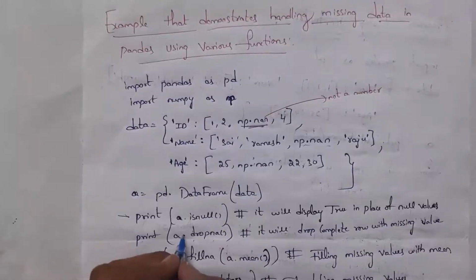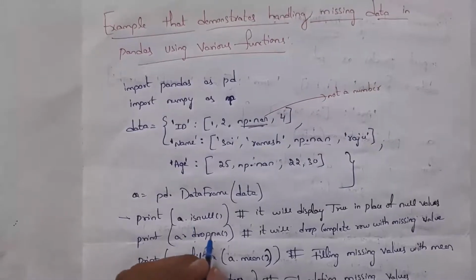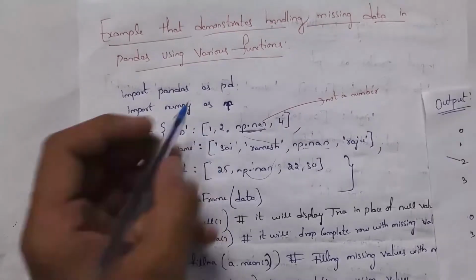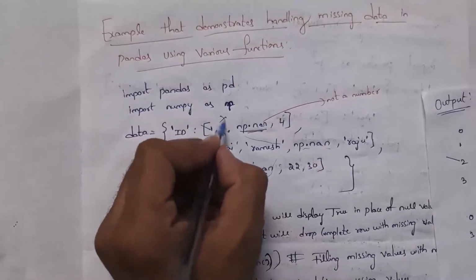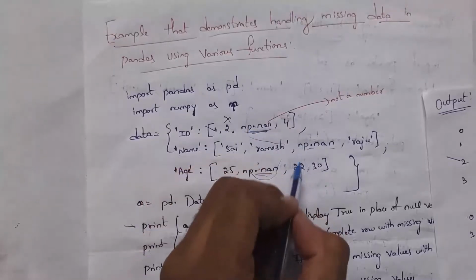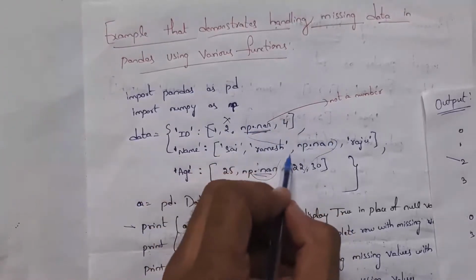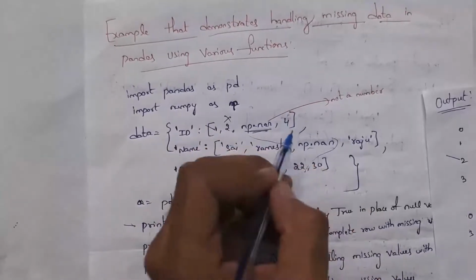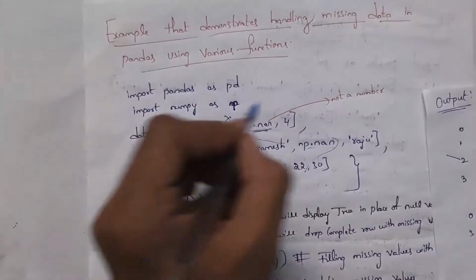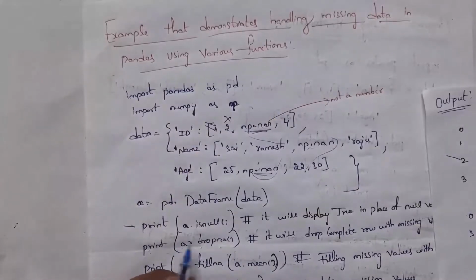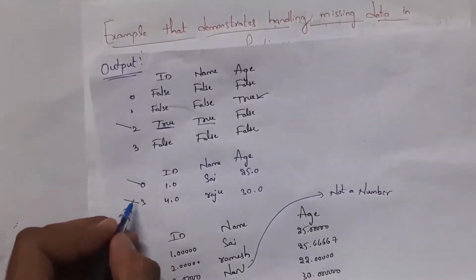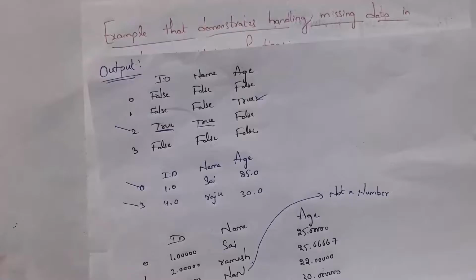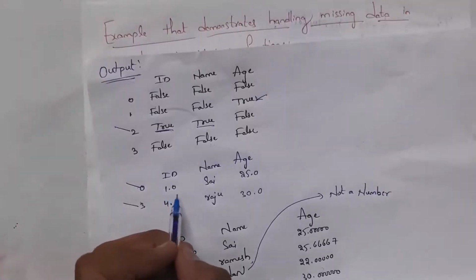Next I wrote print a.dropna, where the dropna function will remove the complete row that contains missing values. The first row contains 1, Sai, 25, so it will print the first row. The second row contains 2, Ramesh and a null value, so it will not print the second row. Similarly, the third row contains 2 null values, so it will not print this third row. The fourth row contains 4, Raju and 30, so it will print only the first row and the last row. Whenever you write print a.dropna, this is my output. So it will print index number 0 and index number 3. Guys, the dropna function will consider integer values as float values.